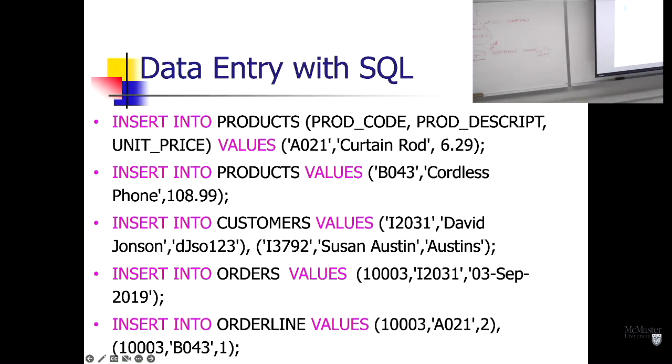Does it have to be inserted in the same order? Yes, the order is also important, especially because we are not specifying the names of the columns. Let's say if you put cordless here first, it's not right. Also, because the data types in different columns are different, you are violating the referential integrity too. For example, if you put 6.29 here, this is integer, that is character, so the order is important.